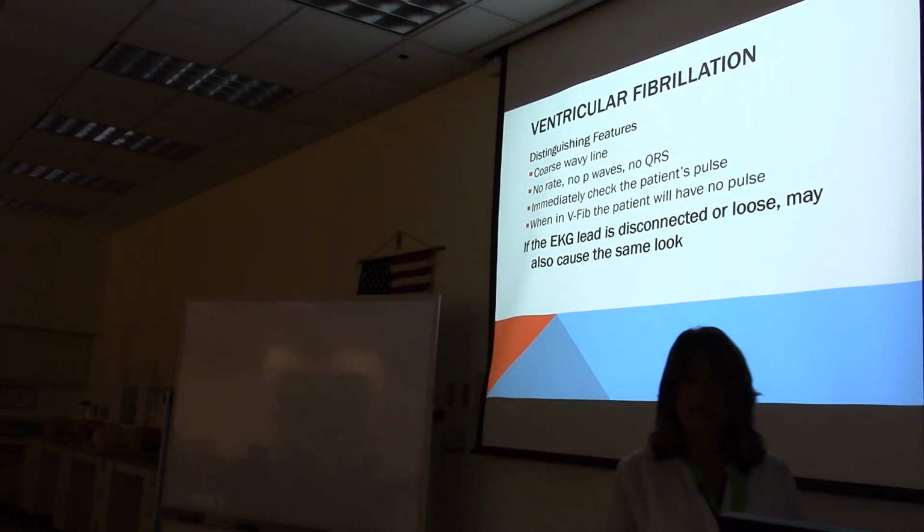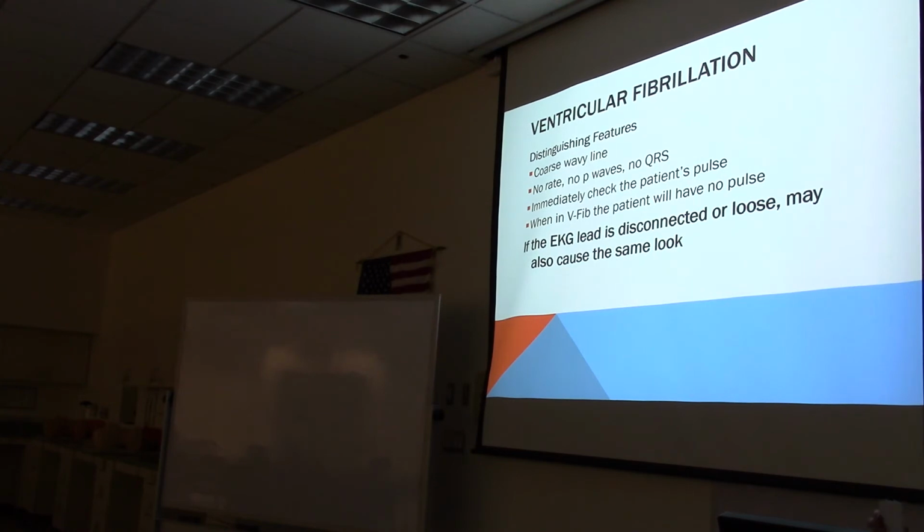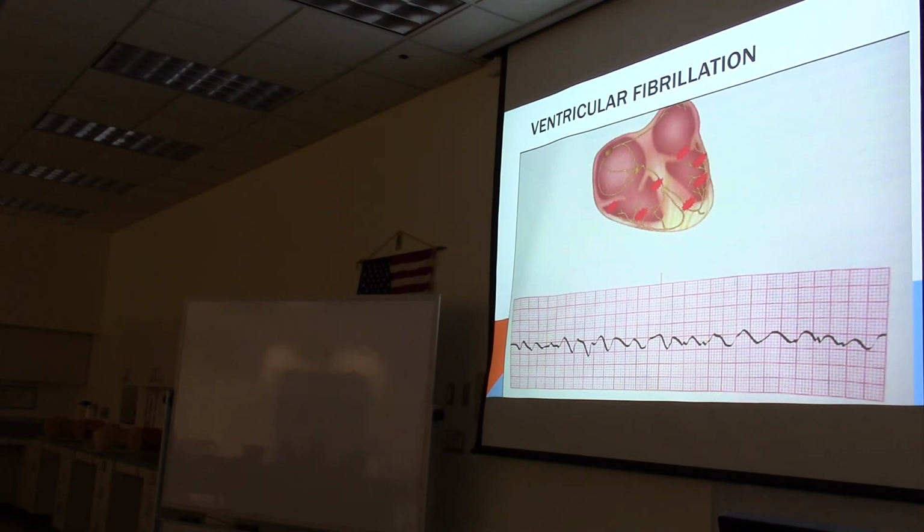When you see that on the EKG monitor, it's a coarse, wavy line. That coarse, wavy line is the same way it looks as if there's a loose lead. So again, make sure you check the patient's pulse. When the patient is in VFib, there is no pulse. If the EKG lead is disconnected or loose, it may also cause the same look. So you check a pulse, you feel no pulse, you start compressions, and here's your coarse wavy line.